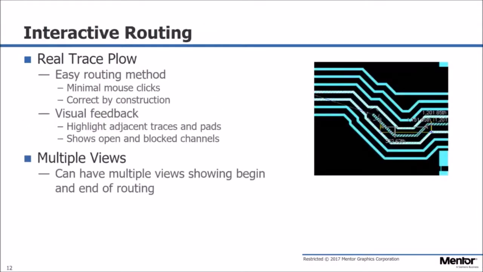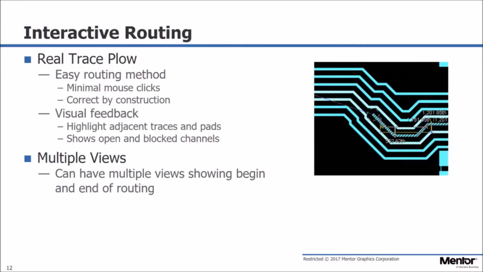Okay, so what we're going to be really talking about today is the routing capabilities within Xpedition. We'll talk a little bit about interactive routing, which is probably what most people use today to route almost every single trace in their design. Interactive routing is a very easy way to route your traces. It minimizes mouse clicks as much as possible, and it allows us to do a correct by construction design methodology, meaning that if you have all of your design constraints and your pin pairs set up correctly through the schematic, it allows us to very quickly and easily route the design.